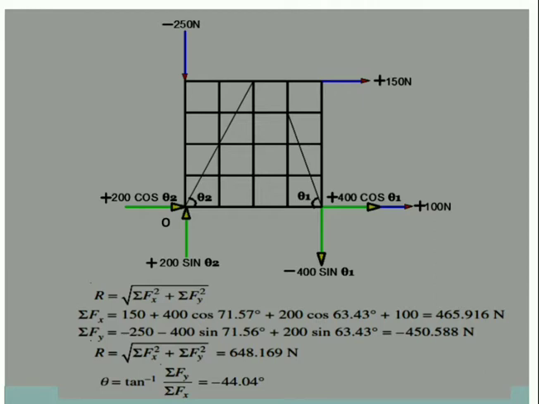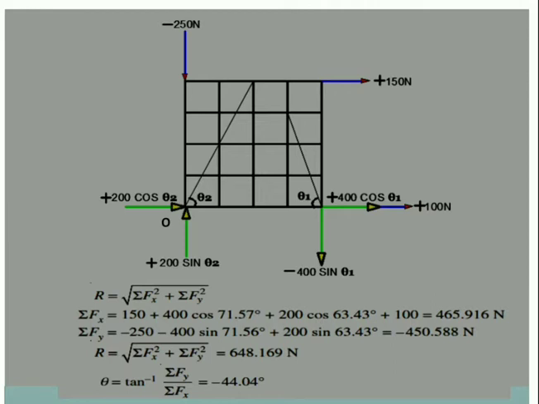So summation Fx will be addition of all the horizontal forces. The forces which are moving rightwards are taken as positive and those moving leftwards are taken as negative. So luckily here we don't have any negative force while computing summation Fx. All forces need to be added. That is 150 plus 400 cos theta 1, which is 71.57 degrees, plus 100 and plus 200 cos theta 2, where theta 2 is 63.43.